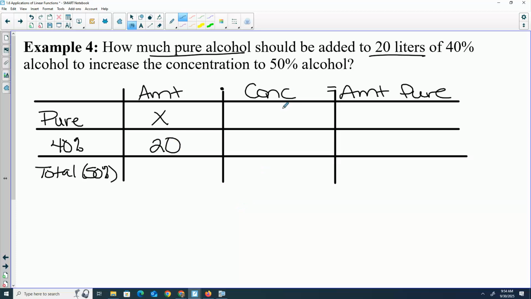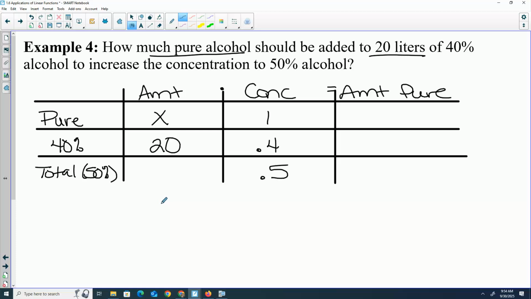Now, my concentration. If it is pure, what is my concentration? 100%. We always move it to decimal form, so 100% would just turn into 1. 40% would be 0.4. My total is 50%, so 0.5. I need to figure out what to put here. If you put in 5 of the first and 20 of the second, how much do you have altogether? 25. How'd you get it?